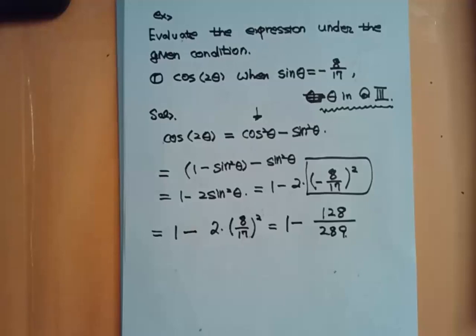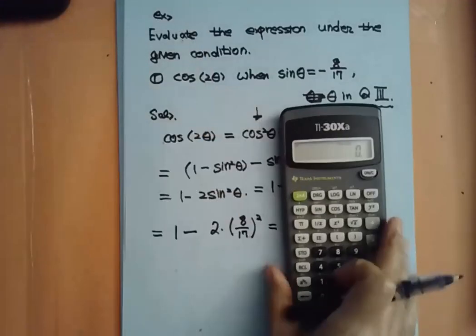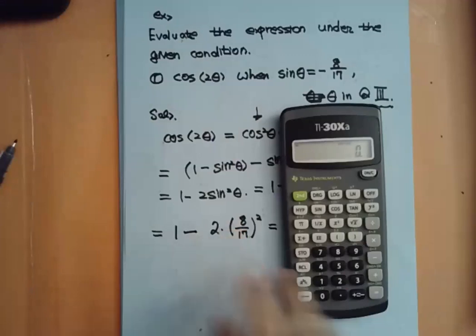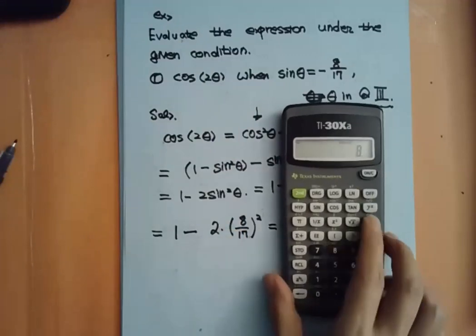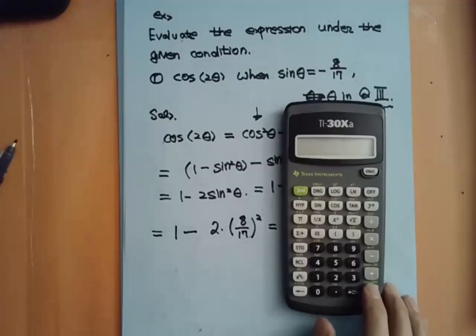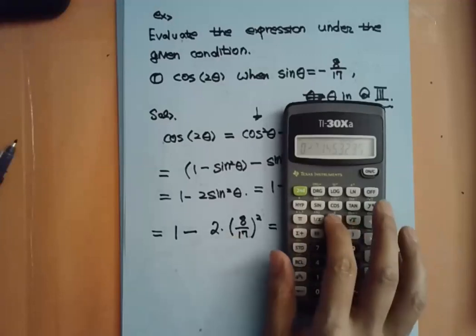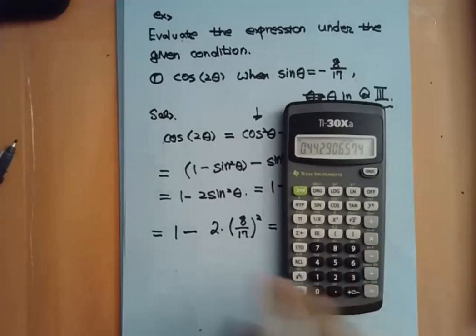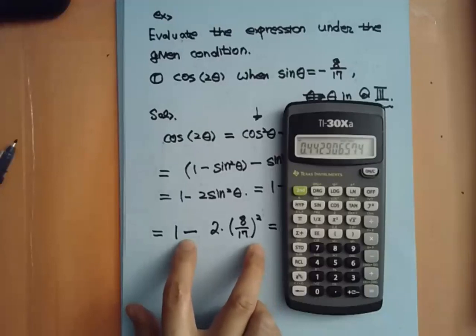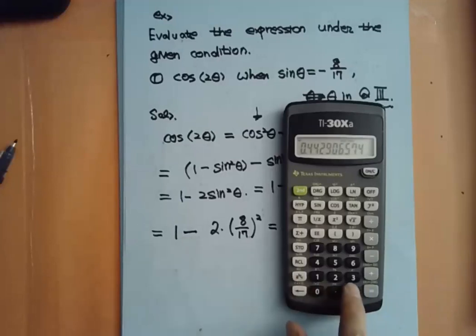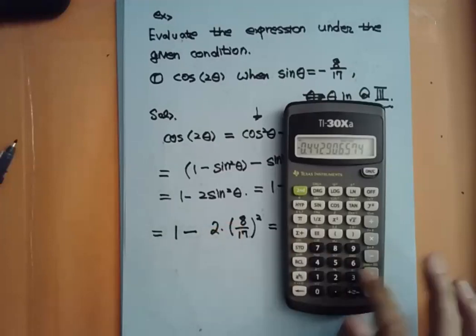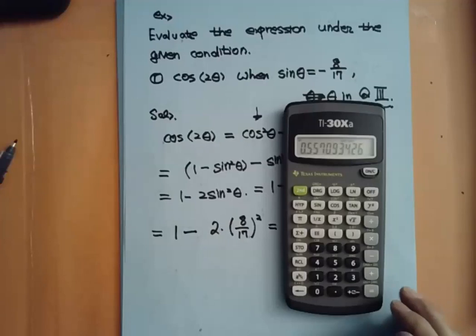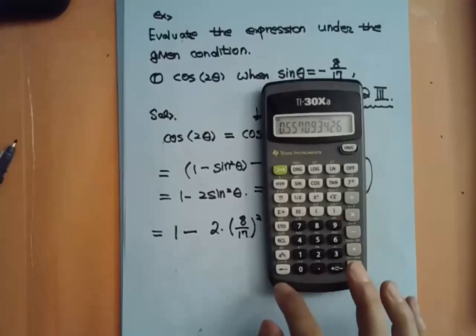And indeed, you can use your calculator. So what you can do is evaluate 8 divided by 17, evaluate that fraction, then squared, times 2. Then we change the sign and add 1, so plus 1.